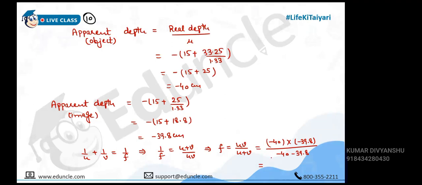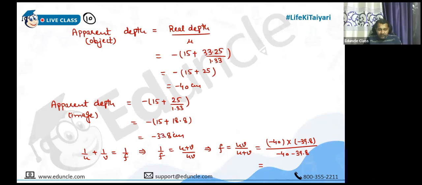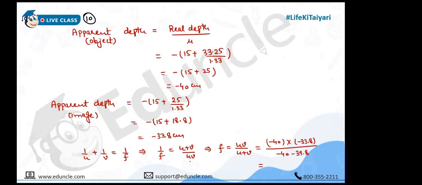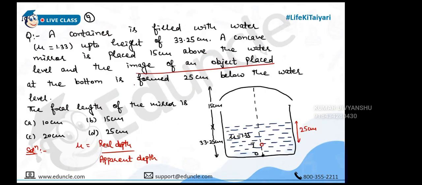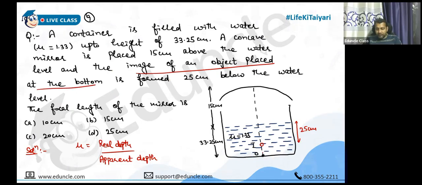How did you conclude that the image and object are at their real depth? How did you identify that fact? Read the question: image of an object placed at the bottom. So the object was placed at this point, but because of the reflection through this water, it appears to be raised for the mirror. So then I decided the object distance. And it is given that the image is 25 centimeter below the water level. Okay? Clear? So it is given.